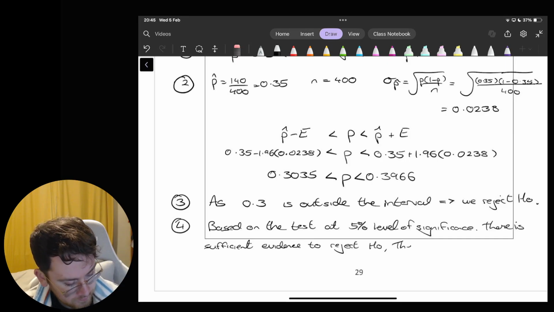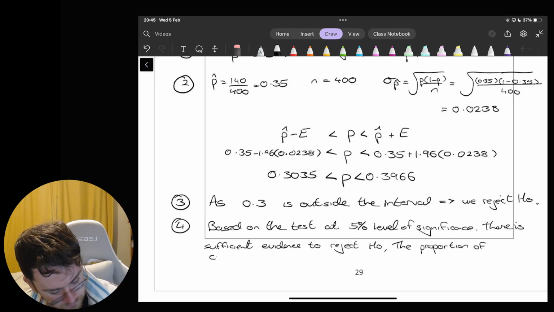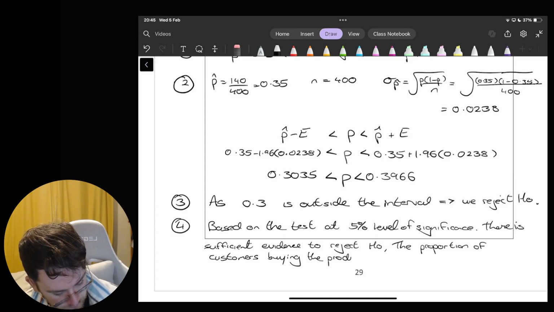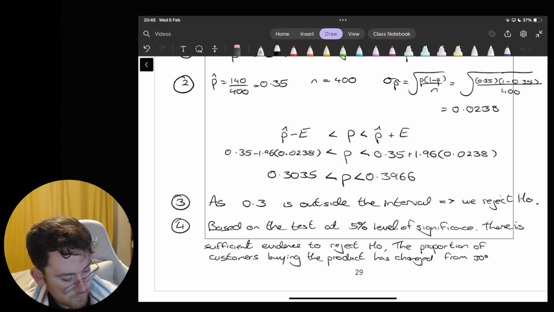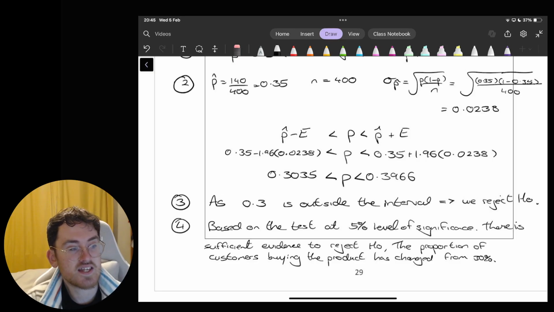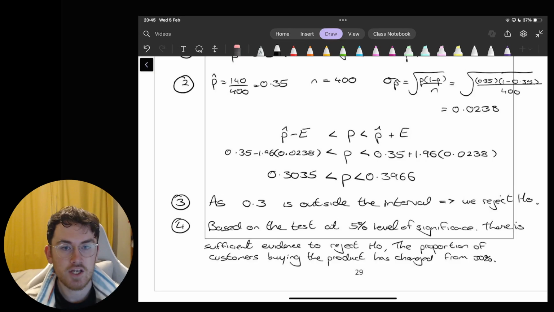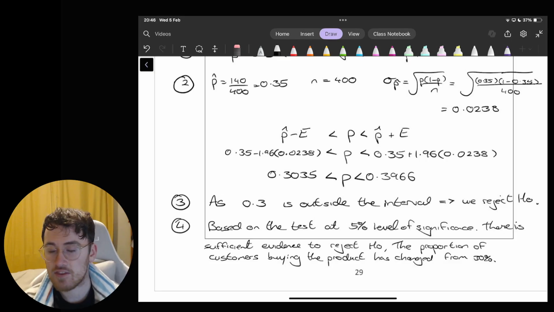The mean, not the mean, excuse me, the proportion of customers buying the product has changed from 30%. Okay, so the idea here is that it's no longer 30% anymore. So we've set up this interval, we've set up this range within which we think the actual value lies, and 30% doesn't fall within that range. So we think it actually has changed.